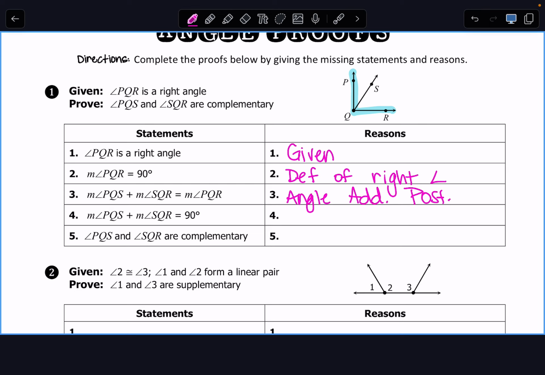There are a lot more postulates in this one. Now, what happens from step 3 to step 4? One little thing changed, right? We took measure of PQR and we replaced it with 90. We can do that because of substitution.